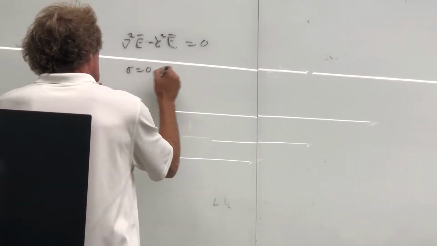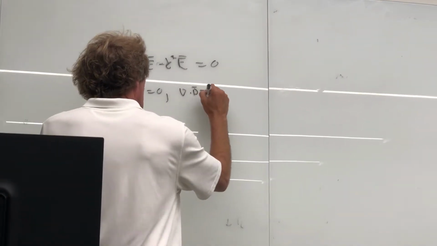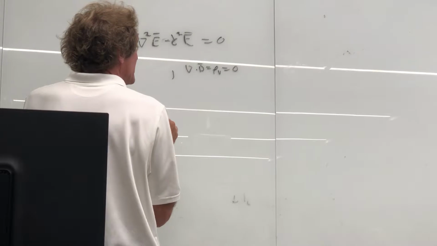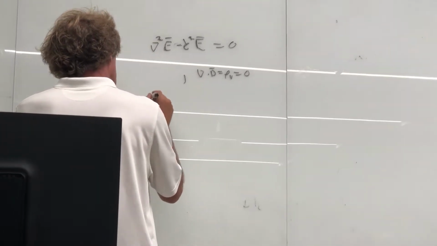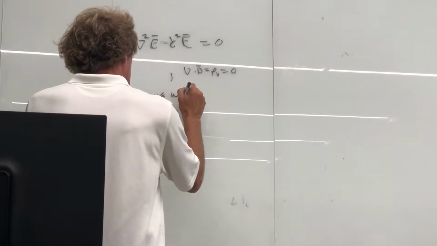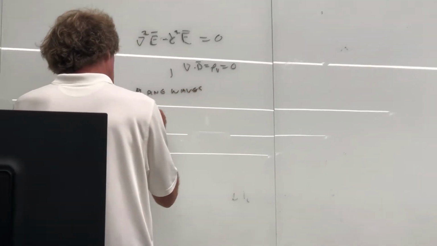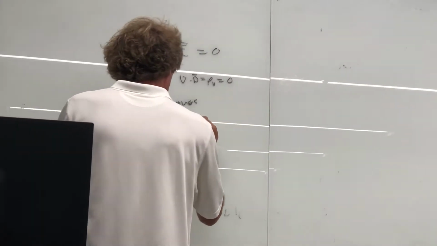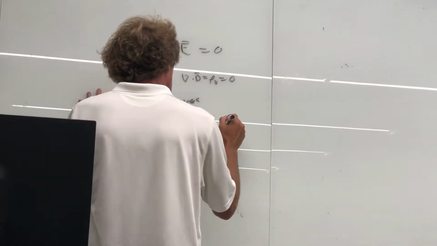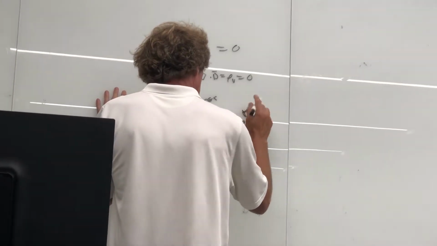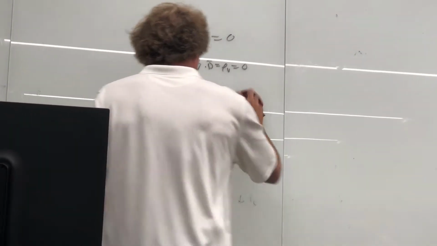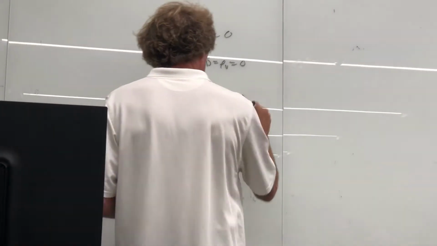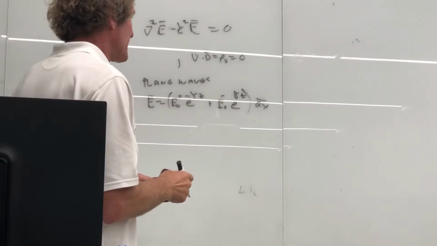The solutions to this, if we assume that sigma is 0 and that the divergence of D equals rho V equals 0, then we get things that are called plane waves. Plane waves have solutions of E in general equal to some E naught plus e to the minus gamma Z plus E naught minus times e to the plus gamma Z. We put these in the a_x direction. The wave is propagating in the Z direction.